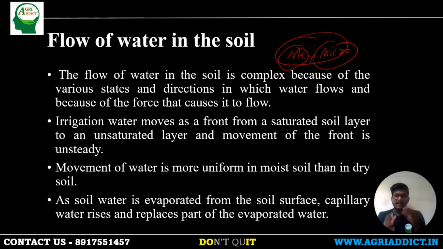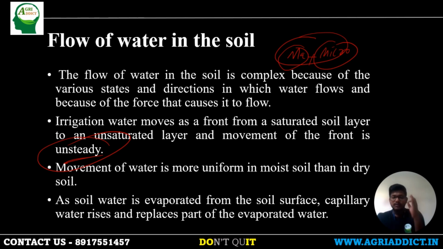It is very complex because of the various states, maybe gaseous or liquid, and the direction in which water flows. It may move in any direction, and the force that causes it to flow is also not constant. We don't know which force will be acting. Irrigation water moves as a front from a saturated soil layer to an unsaturated layer, and the movement of the flow is unsteady. That is not constant.